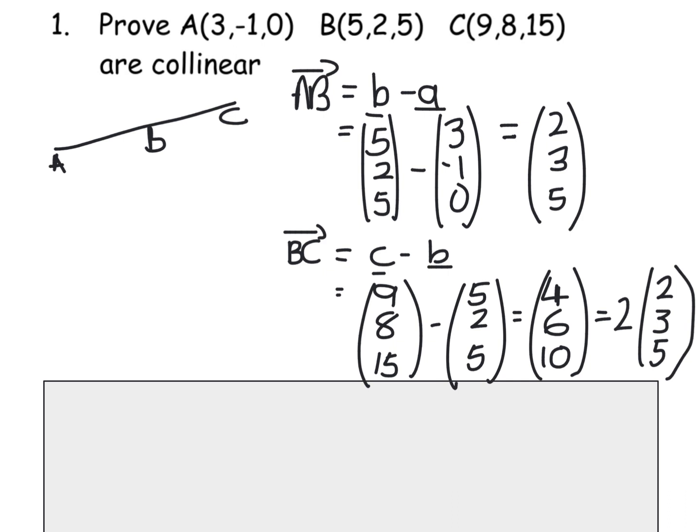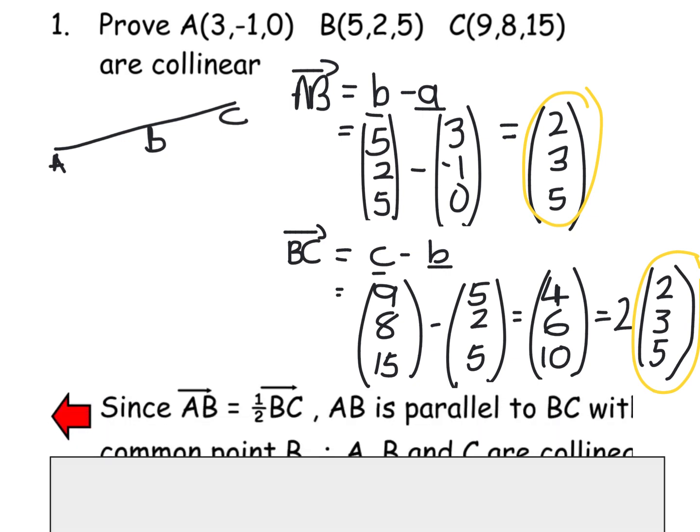So notice that both of these vectors are (2, 3, 5), or a multiple of (2, 3, 5). This is what you're looking to get. So because they are both multiples of the vector (2, 3, 5), you can say that they are collinear. You can say that they are also parallel to each other. Now, in terms of what we write, this is one of these bits in maths where there is a sentence to write and I've already got it prepared.